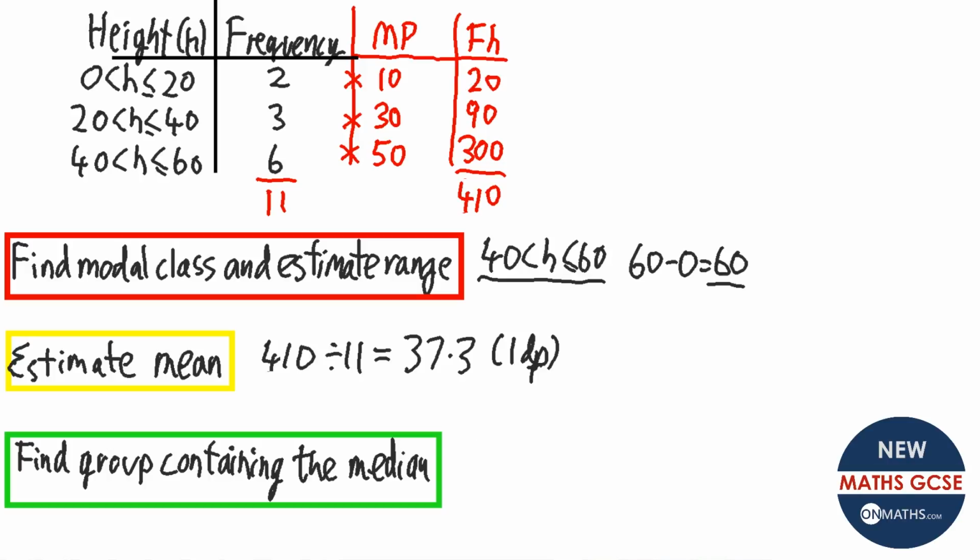And finally the median, I'm going to use my formula, n plus 1 over 2. Okay, there's 11 values. It's 11 plus 1 over 2, 12 over 2, means we're looking for the 6th value. Okay, so the first 2 are in the first group, then the next 3 are in the second group. So 1, 2, 3, 4, 5, 6, 7, 8, 9, 10, 11. So from 6th value onwards, it's in that last group. So the median is going to be in that last group.